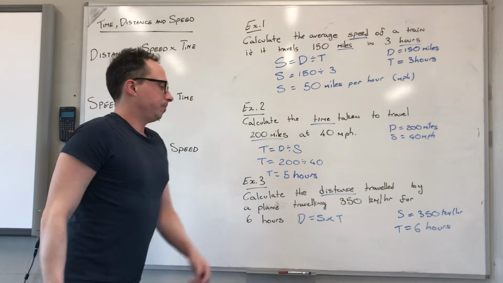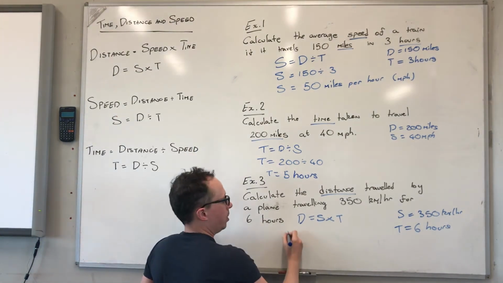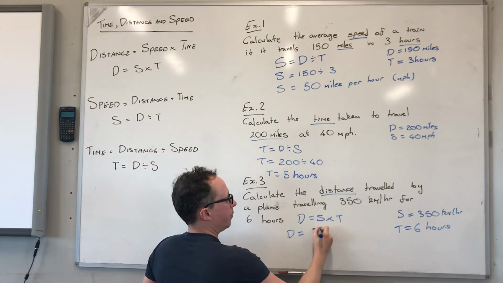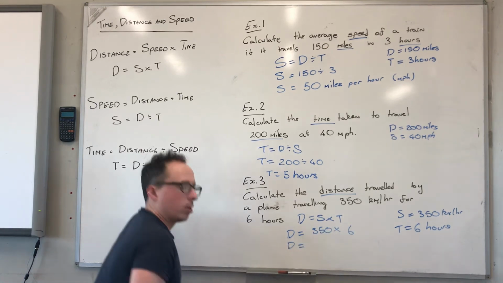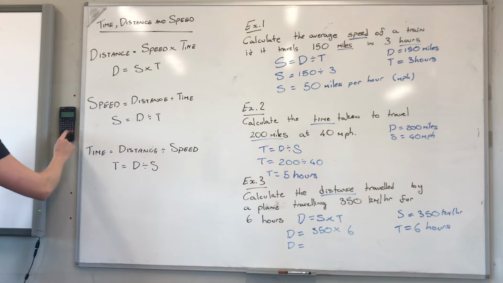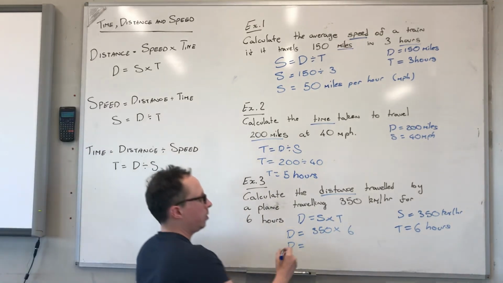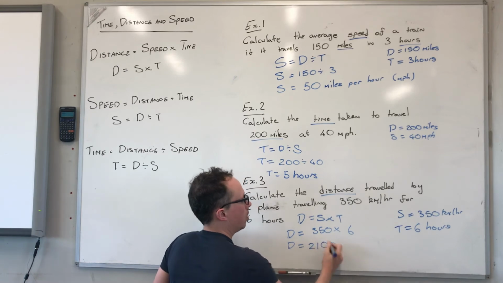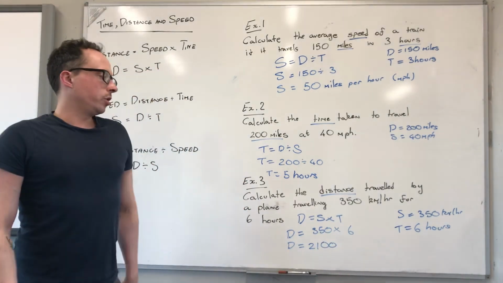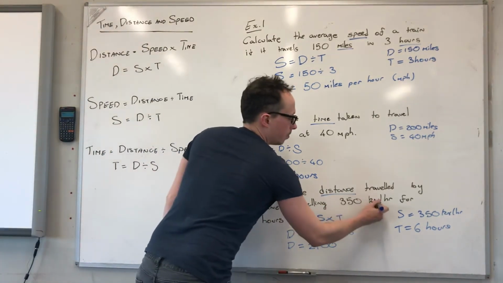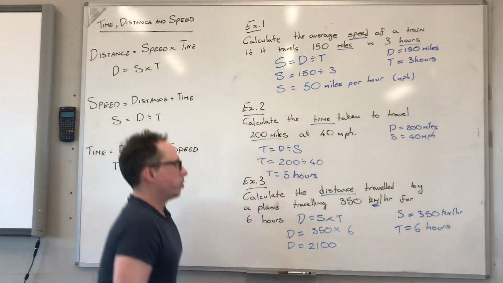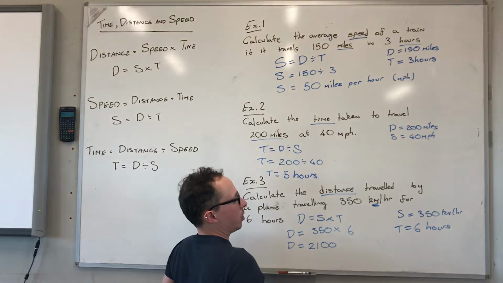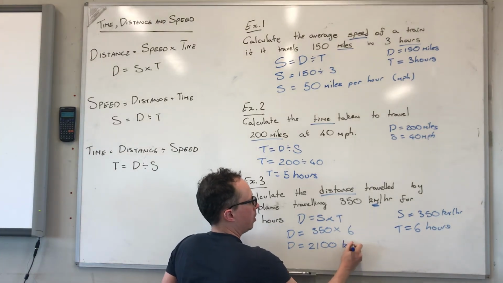So then what we'll do is we'll do d equals 350 times 6. That's big numbers, but you can use a calculator if you want. 350 times 6, which gives us 2,100. Then we need our units. We see here, we've talked about kilometres per hour. So that means our units of distance are going to be kilometres.